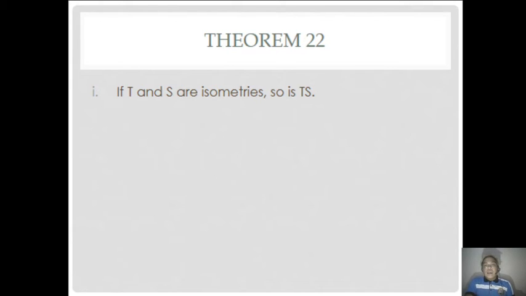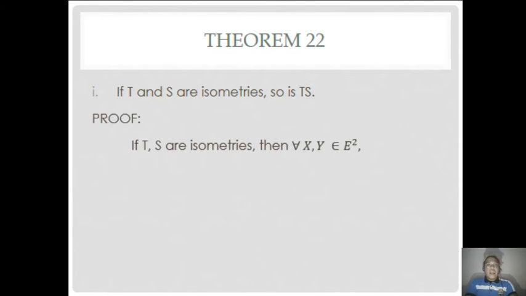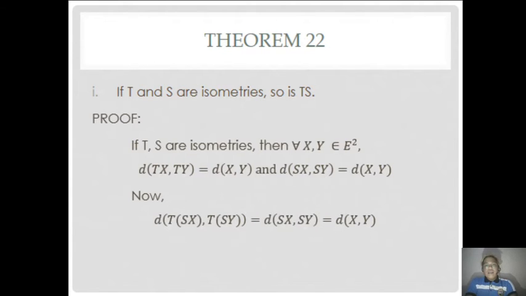The first one states that if T and S are isometries, so is TS. Here's the proof. If T and S are isometries, then for all x and y in the Euclidean plane, the distance of the ordered pair containing Tx and Ty is equal to the distance of x and y, and the distance of Sx and Sy is equal to the distance of x and y. Now, the distance of TSx and TSy is equal to the distance of Sx and Sy. This follows by definition. This is equal to the distance of x and y. Therefore, TS is also an isometry.